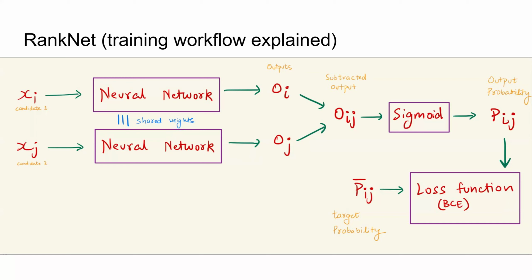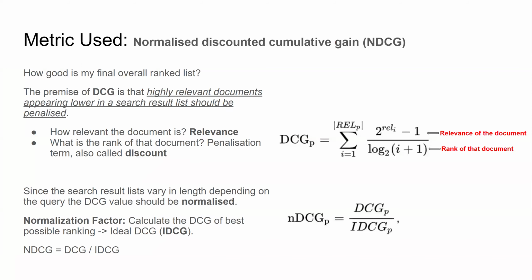Okay. And after this, the metric. The metric that we use to judge how good my final overall rank list is, is normalized discounted cumulative gain. It sounds complicated, but it isn't. It's really a simple metric. The premise of DCG, the discounted cumulative gain, is that highly relevant documents appearing lower in a search result should be penalized.